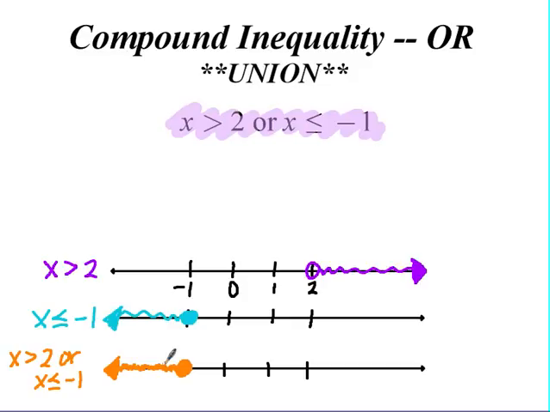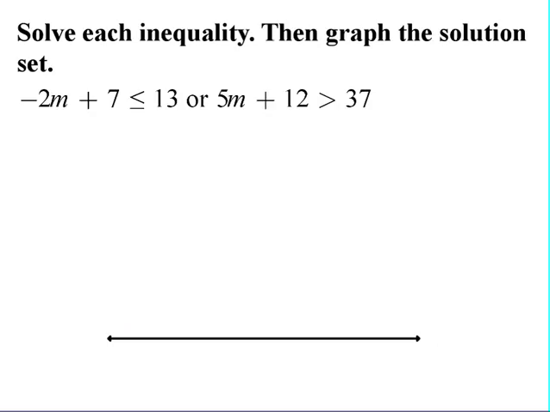Okay? Is it shaded anywhere in here? Is it shaded at 0? 1? Is it shaded at 2? Yeah, I've got an open circle. Is it shaded now to the right of 2? Yeah, because it's shaded in the purple. So with or, I'm going to get something that looks like that. It's not necessarily going to be what's in the middle. It's probably going to be what's on the outside. So let's look at a few examples of that, and then we'll call it good for today.